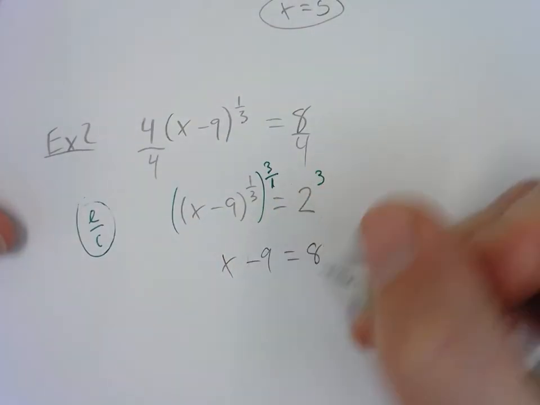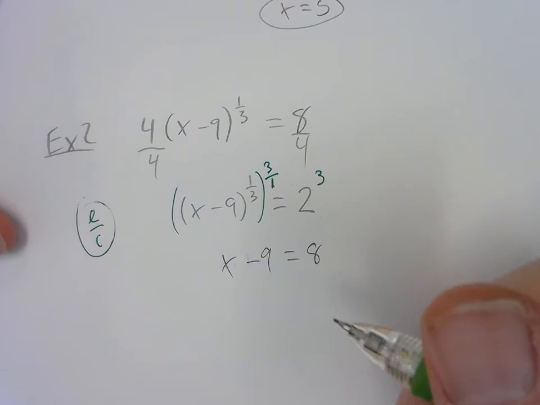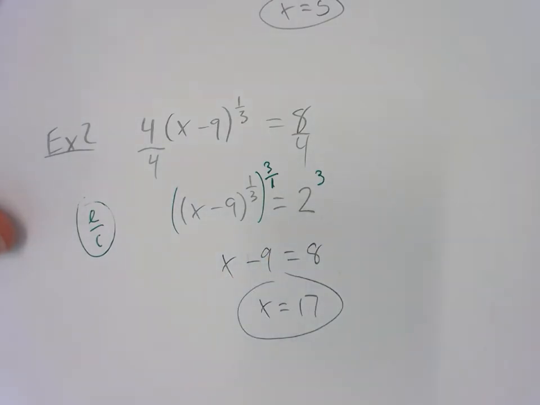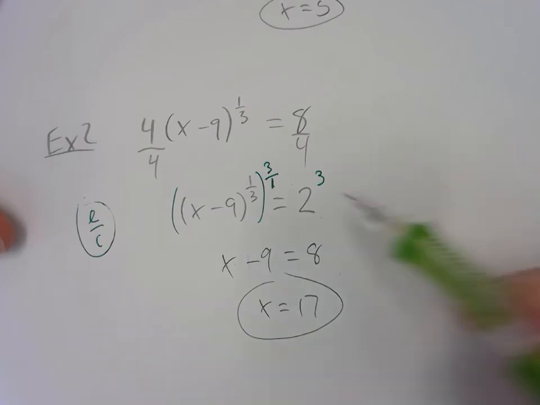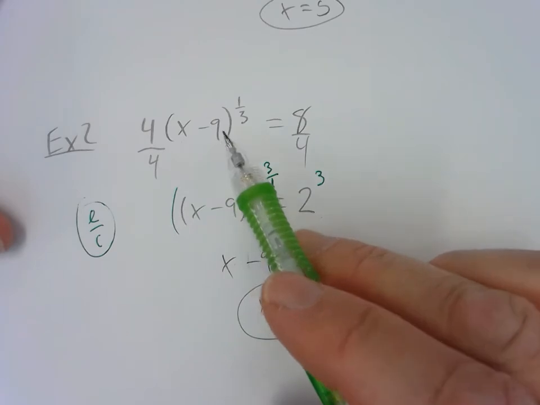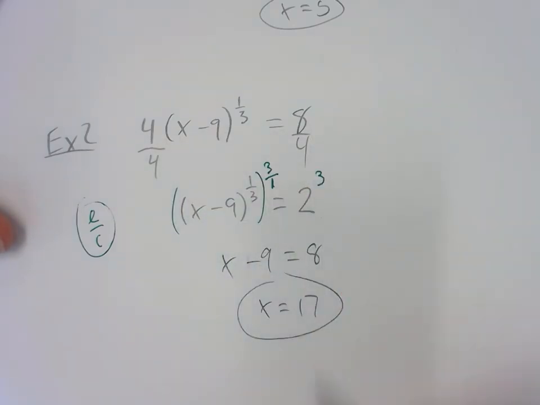And that's equal to 8. Add the 9 over, x equals 17. Now we should make sure that this works. 17 minus 9 is 8. The cube root of 8 is 2. 2 times the 4 in the front makes the 8. So it works.